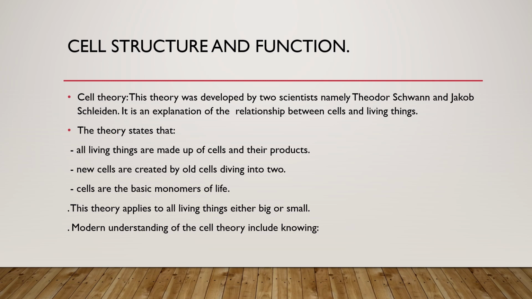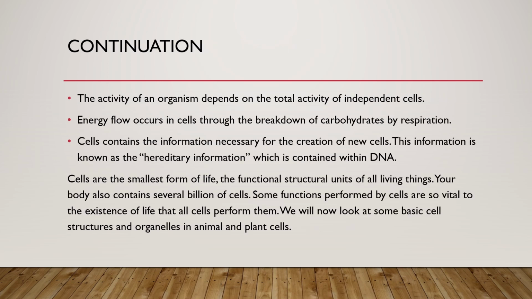For you to understand the cell theory, you should know that the activity of an organism depends on the total activity of independent cells. The energy flow occurs in cells through the breakdown of carbohydrates by respiration. You should also know that cells contain the information necessary for the creation of new cells. This information is known as the hereditary information, which is contained within DNA. You will learn more about this hereditary information in the following chapter on cell division.